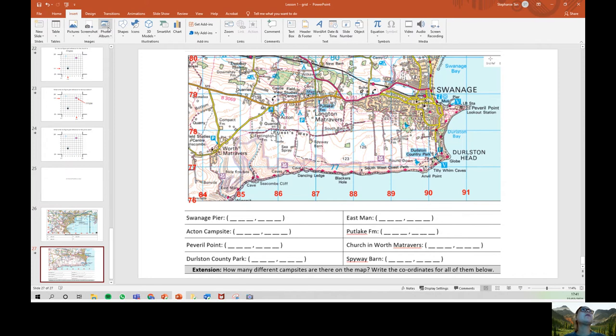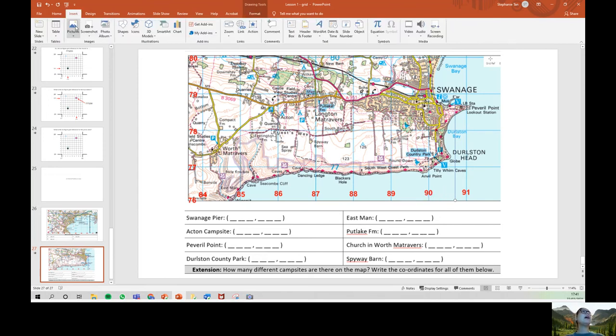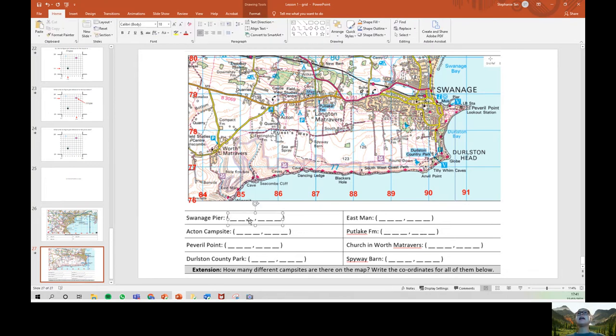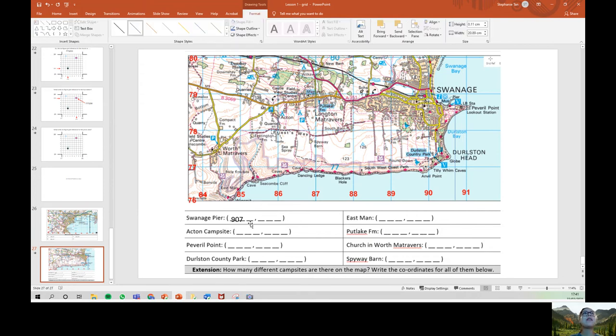Okay, so the first thing we want to do is draw a straight line going down from the pier to hit the x-axis. So I would say that that is more than halfway between 90 and 91. So I would say, therefore, that the grid reference here is probably 907. And then what I need to do is draw a horizontal line going all the way from the pier to meet the y-axis there.